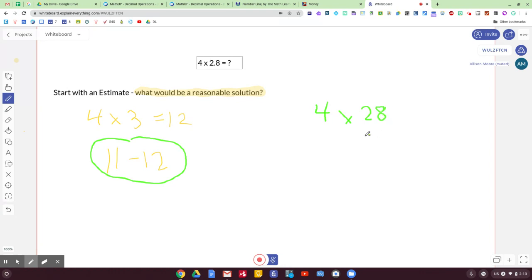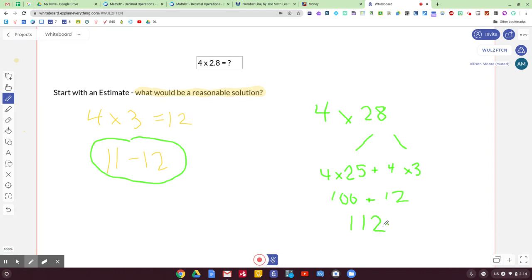And then if we wanted to do this in our heads, I would think about it like making this 25 and making this 3, just with friendly numbers. So I have to multiply each of those by 4 because I'm multiplying by 4. So this would be 100. And then this would be the same as 4 times 3, which is 12. This would be together 112. Well, we know the answer is 11.2.